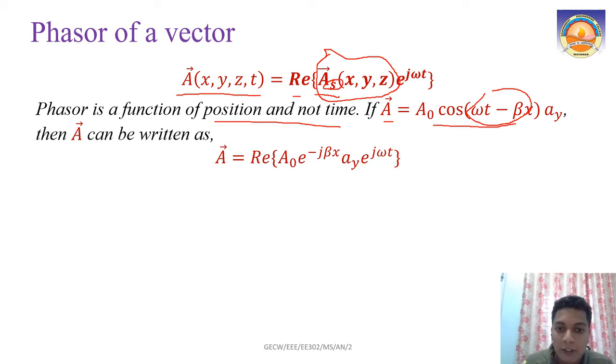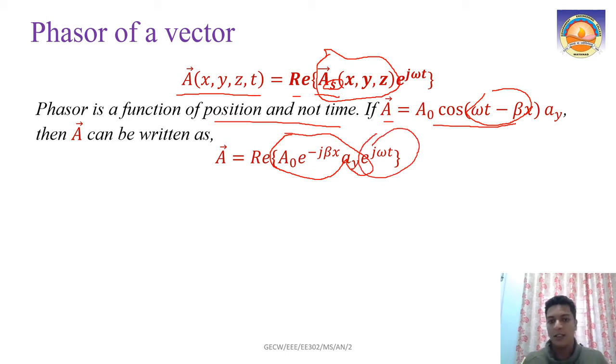Our phasor quantity for vector a will be a0 e raised to minus j beta x ay. Understood? Because e raised to j omega t we will omit. So that is how we get the phasor form. Once again, a0 cos omega t minus beta x. If I take e raised to j into omega t minus beta x, that will be equal to what? Cos omega t minus beta x plus j sin omega t minus beta x.